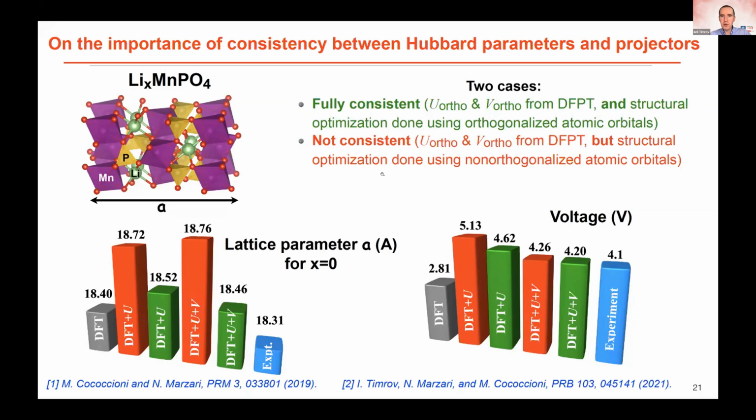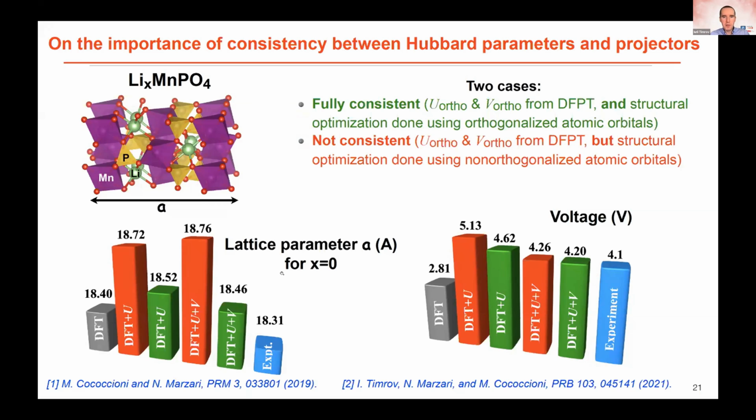And in red, I show you the inconsistent case where Hubbard-U parameters were obtained with orthogonalized atomic orbitals, but the structural optimization was done with non-orthogonalized atomic orbitals. So there was some mismatch between the values of Hubbard parameters and the type of projectors.